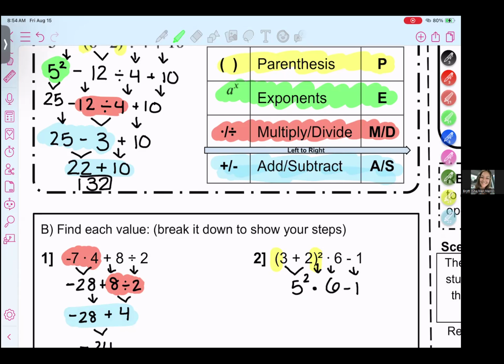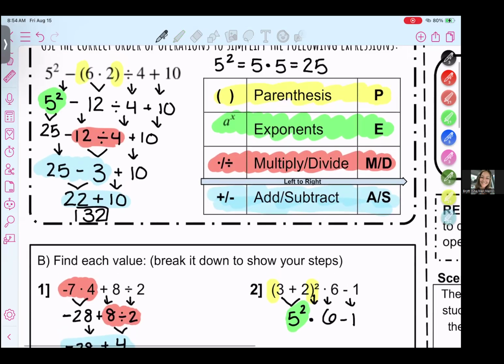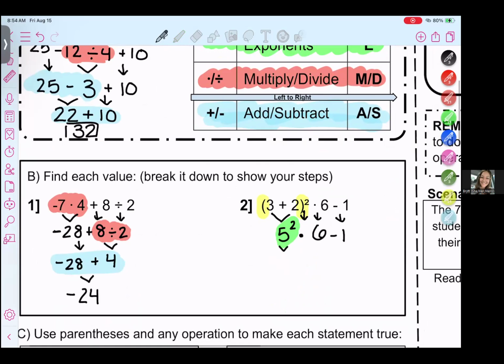We don't have any more parentheses, so we move on to the exponents of our PEMDAS, which we do see right here, right? So we already did 5 squared up here. We saw that it was 25. So we're going to do 25. Bring down everything else exactly as it's written, times 6 minus 1. We don't see any more exponents, so we're going to move on to multiplication and division. I don't see any division, but I do see some multiplication. So if we have 25 times 6, what's that going to give us? 150. Bring down everything else as it is.